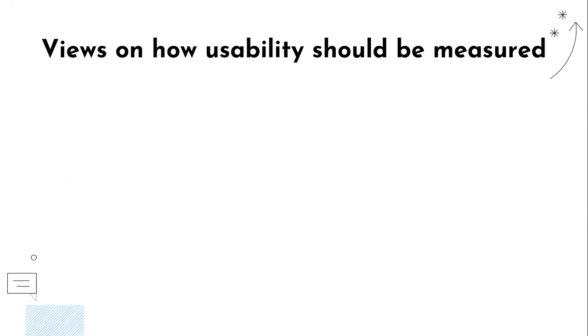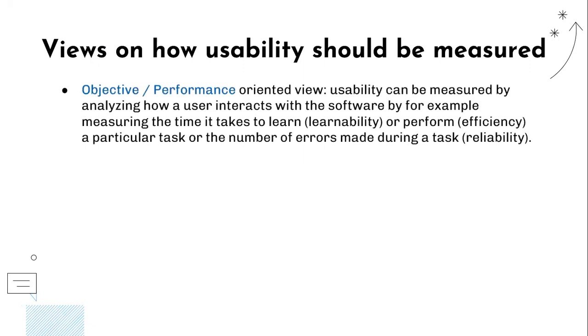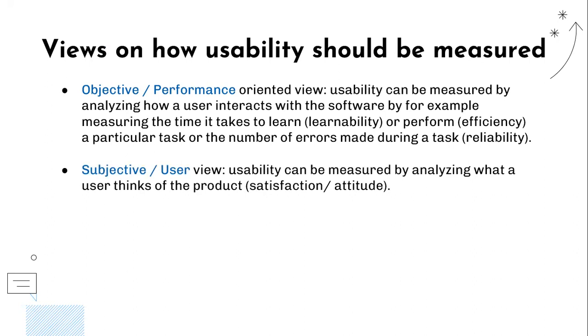All definitions are based on a combination of two different views on how usability should be measured. The first one is the objective or performance-oriented view. Usability can be measured by analyzing how a user interacts with the software by, for example, measuring the time it takes to learn or perform a particular task or the number of errors made during a task. In other words, the learnability, efficiency, and reliability. The other is the subjective or user view. Usability can be measured by analyzing what a user thinks of the product, meaning the satisfaction or the attitude.